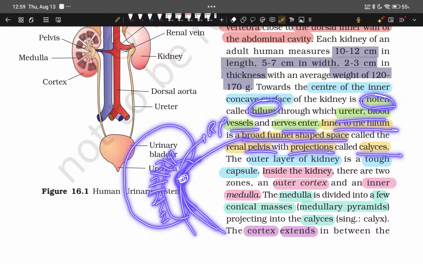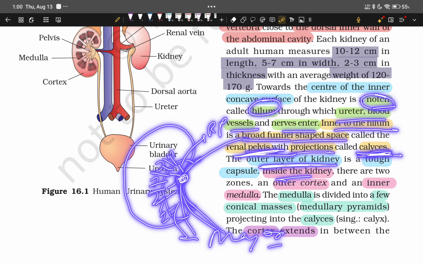So these are called minor calyces, and basically inner to the renal pelvis are the major calyces. So they are major calyces. Then talking about the outer layer of the kidney, it is a tough capsule, and inside the kidney we have two zones, the outer cortex and the inner medulla.